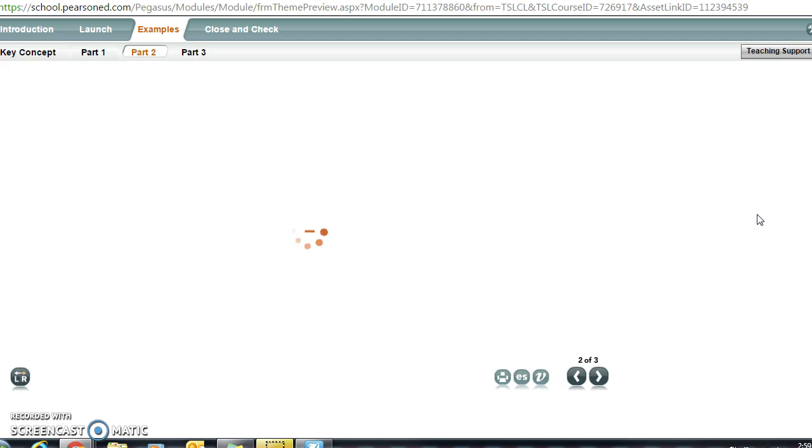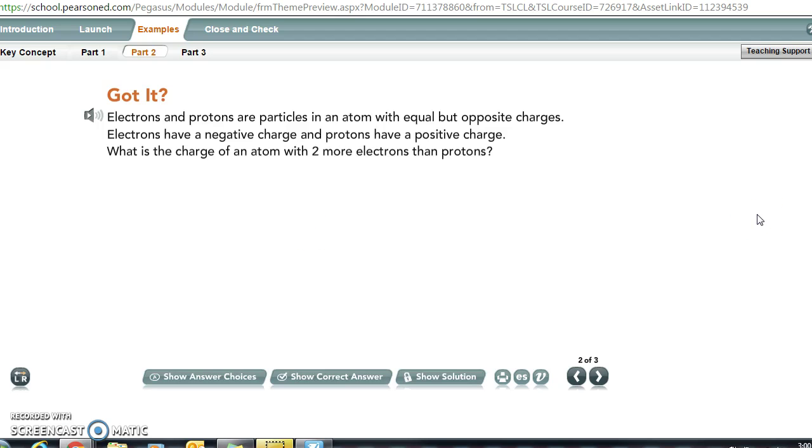Okay, the next question. They want to know, electrons and protons are particles in an atom with equal but opposite charges. Electrons have a negative charge and protons have a positive charge. So I'm going to go ahead and underline that electrons have a negative charge and protons have a positive charge. What is the charge of an atom with 2 more electrons than protons?